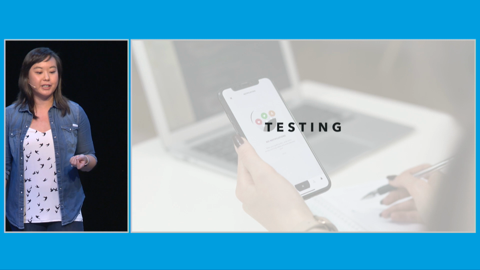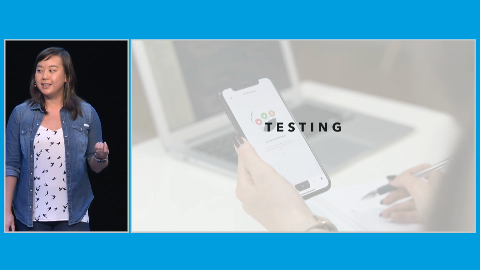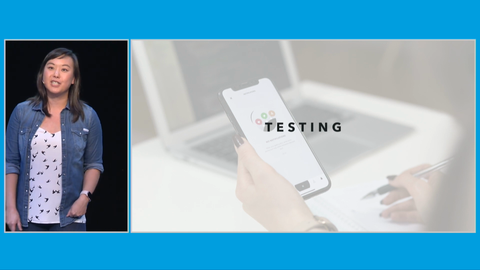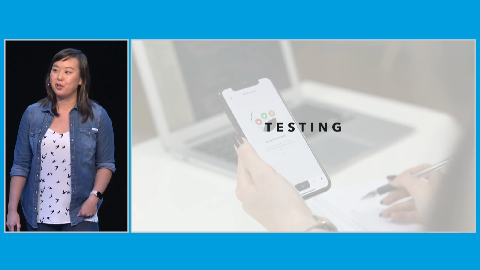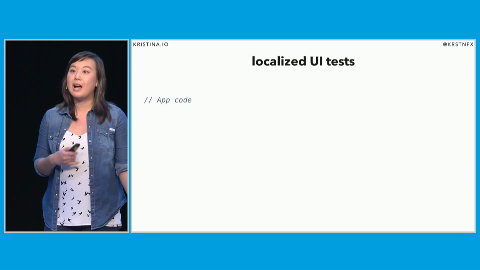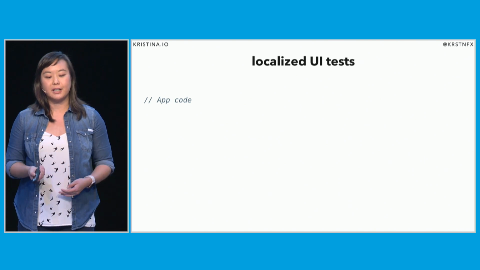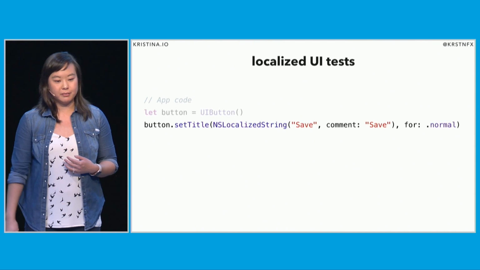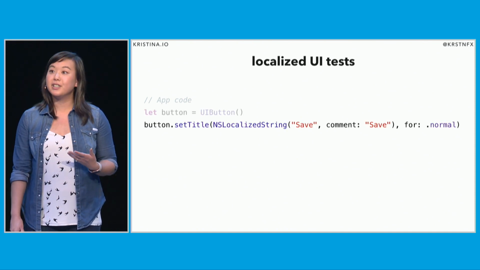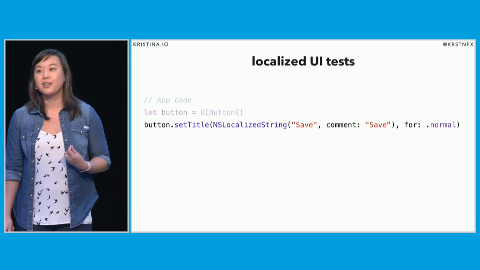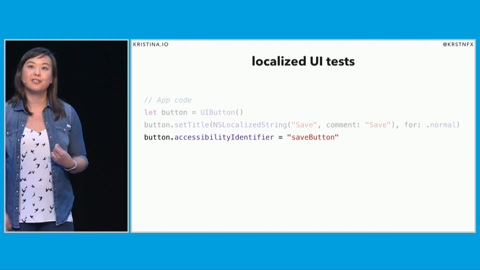Now, the last, but certainly not least, technical topic is testing. Here are a couple of tips to help you test your app for the global market. As many of you know, when Xcode records UI tests, it'll use the string on the UI element to identify it. So something like this. Now, unfortunately, this does not work in a localized text environment, so you'll have to identify these elements in another way. Here, we can use the accessibility identifier.